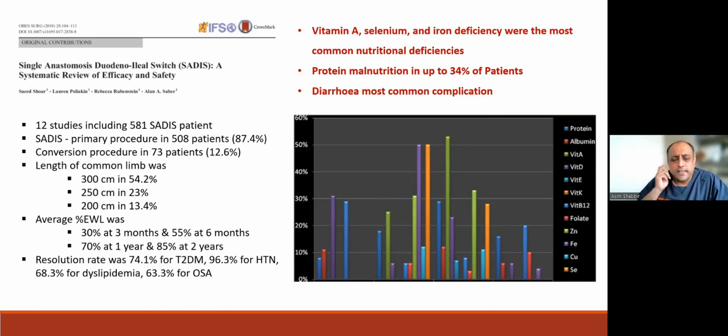I do find that if you do excessive length bypass procedures, they do tend to put your patient's albumin on the lower side of the normal. Although they are recorded as normal, yet they are on the low side of normal compared to lesser malabsorptive procedures like sleeve gastrectomy. Diarrhea is the most common complication.